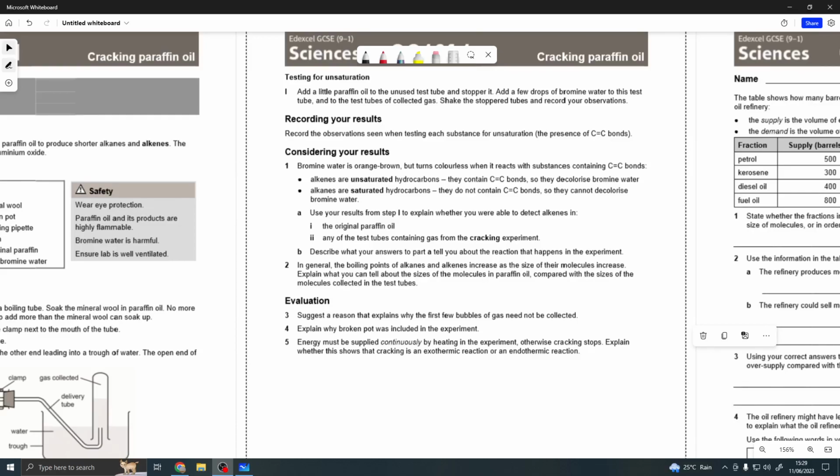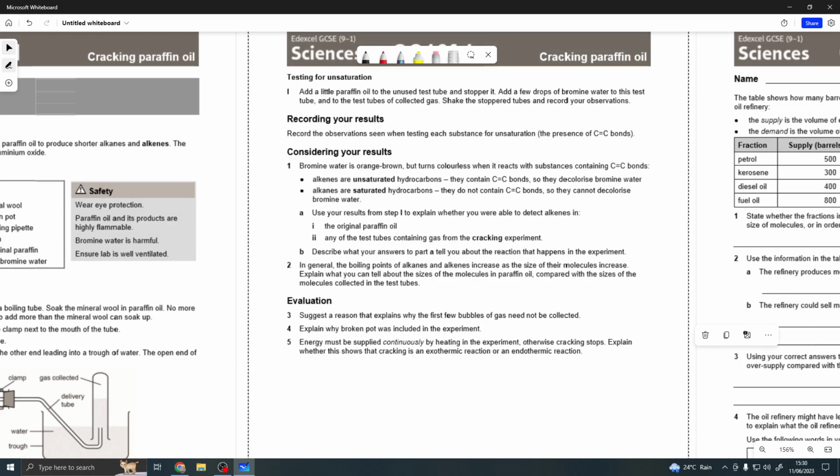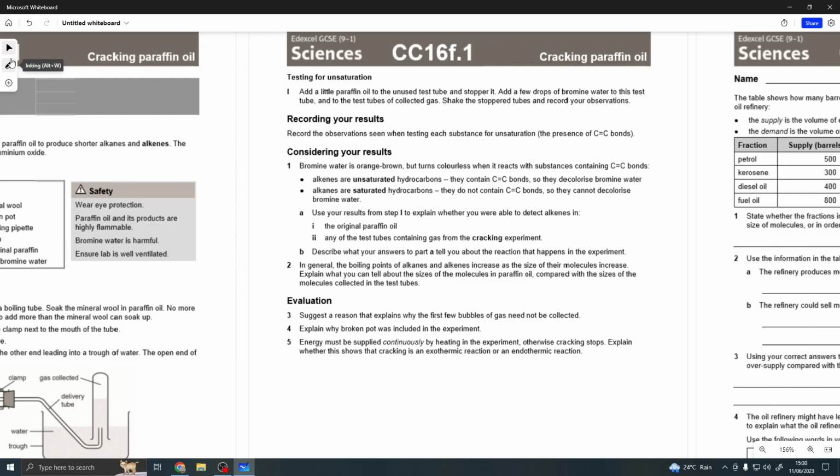Cracking. So, very first of all, we've done maybe, we'll see, an experiment. Hopefully you were excited by the really thrilling experiment. Now it says over here, when we consider our results, bromine water is orange-brown. It turns colourless when it reacts with substances containing C=C double bonds. So if it contains one of them, it will go from orange to colourless.